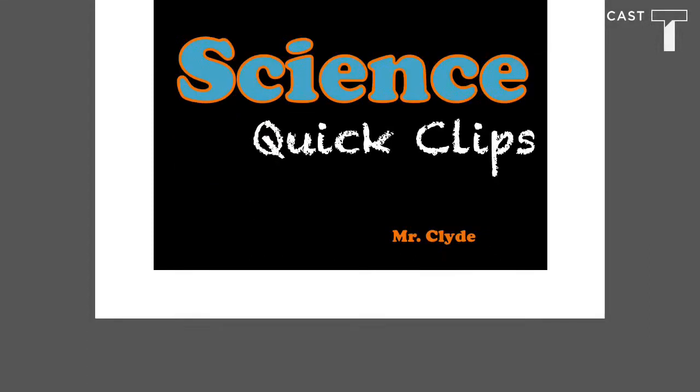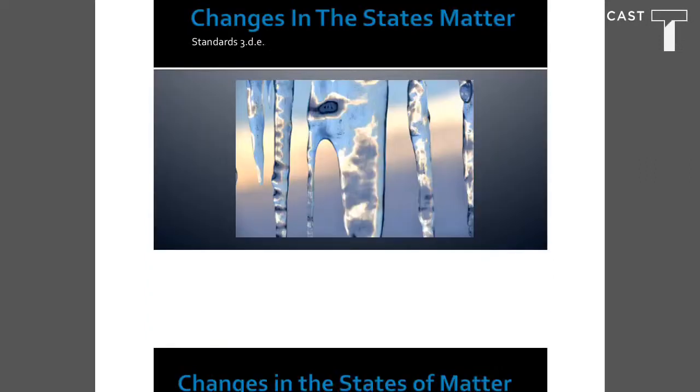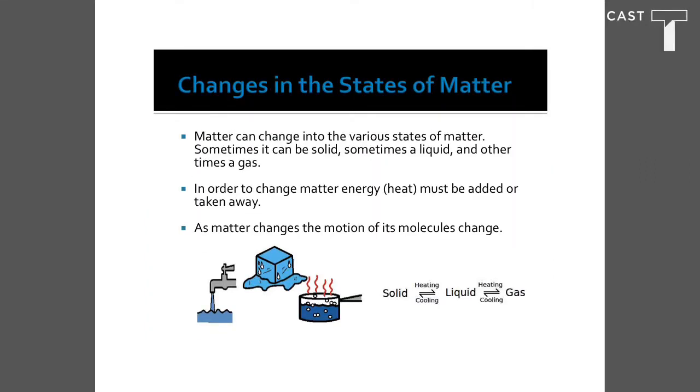I'm Mr. Clyde. Changes in the states of matter. Matter can change into the various states of matter. Sometimes it can be a solid, sometimes a liquid, and other times a gas. An example would be water. Water can exist as a solid, an ice cube, and can melt into liquid water.